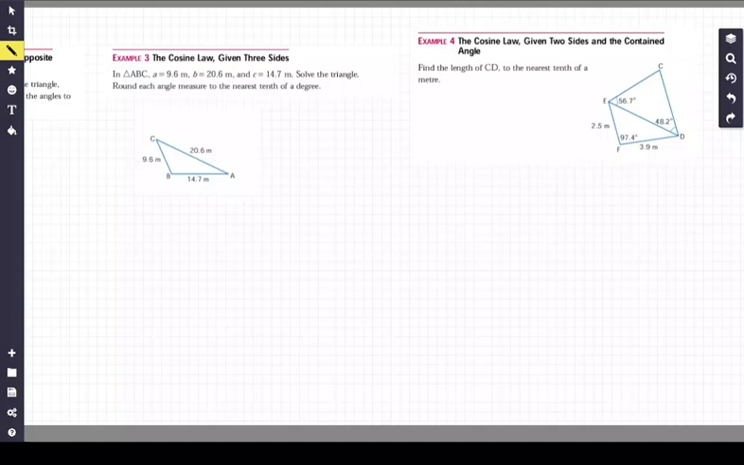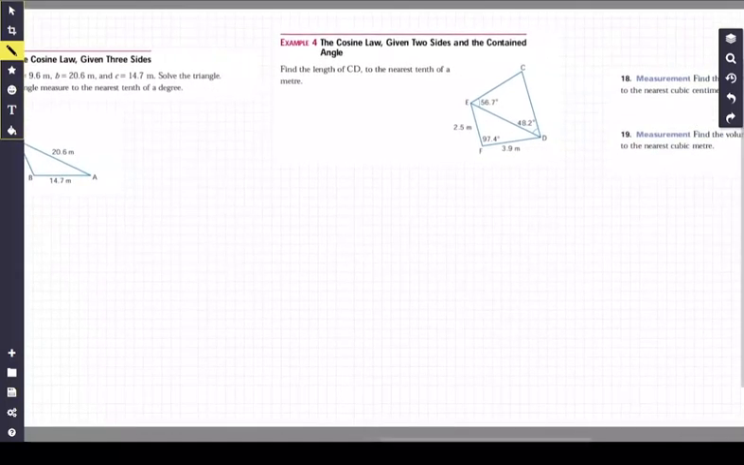Finally, let's move on to question number 4. Find the length of CD to the nearest tenth of a meter. So first let's identify where CD is. We can go ahead and look at that. Okay, yeah, I see CD. So let's see how we're supposed to get CD. Take a moment to look at it, and okay, yep, that works.